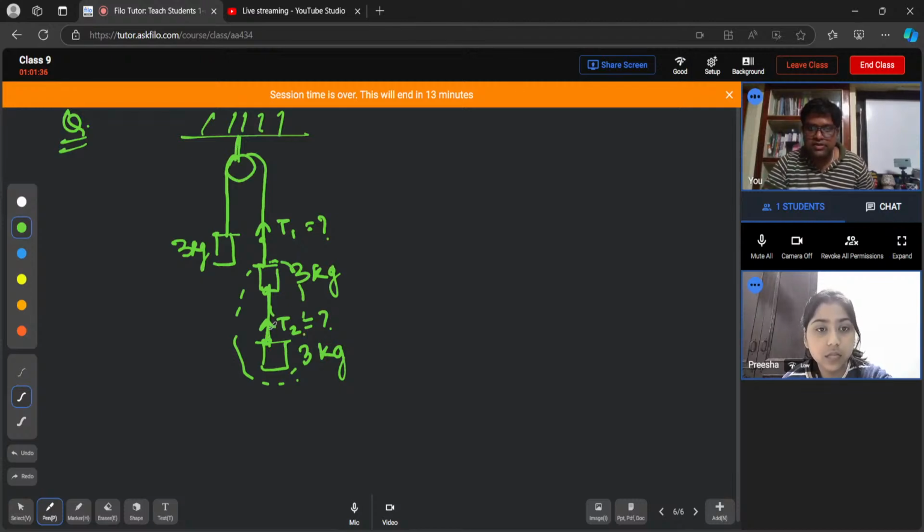But this string is only carrying 3 kg weight, right? So you have to put the equation in that way and try to solve this question.